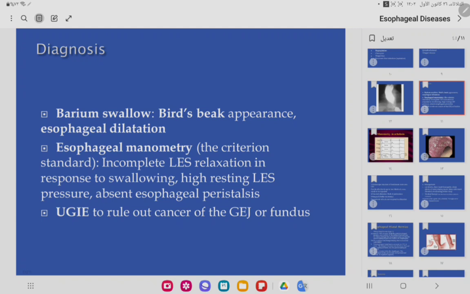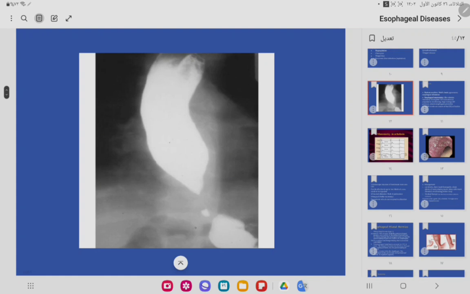Manometry shows incomplete lower esophageal relaxation in response to swallowing, high resting pressures within the sphincter, and absence of esophageal peristalsis. For completion of the workup, we have to do an endoscopy, because the manometry will show you that, but cannot tell you that there is a cancer down there. Okay? Next. This is the beak appearance we talked about, and the proximal part is dilated as well.